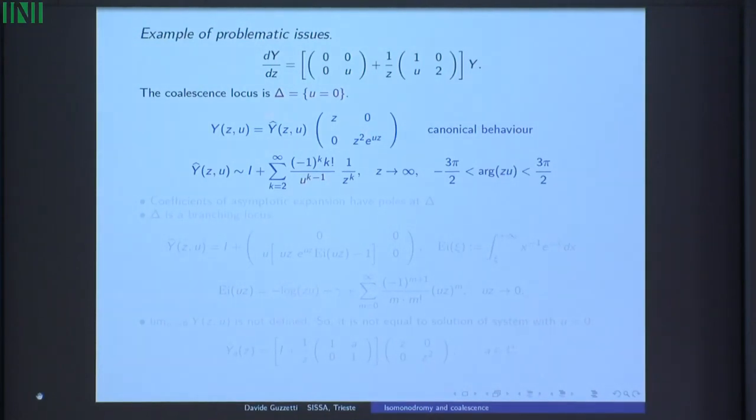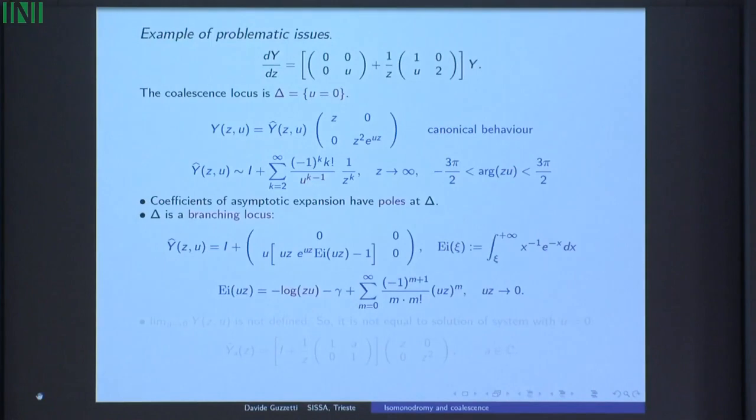And then y hat has an asymptotic representation. So when z goes to infinity inside some sector, you have this asymptotic representation. Now, u equal to 0 is a coalescence point. And as you see, this is a pole in the asymptotic expansion. So there is a problem in the asymptotic expansion.